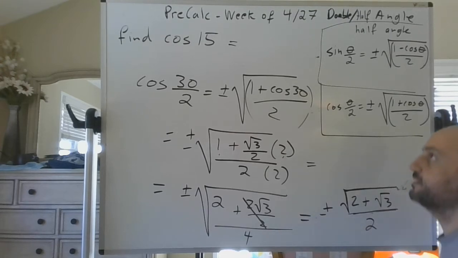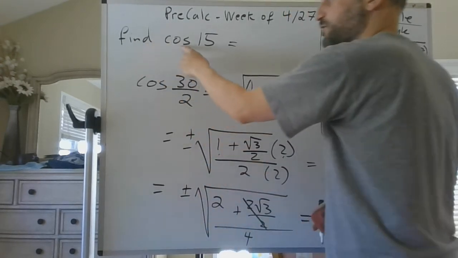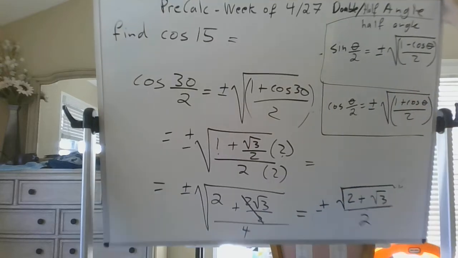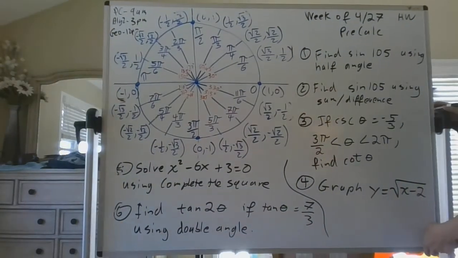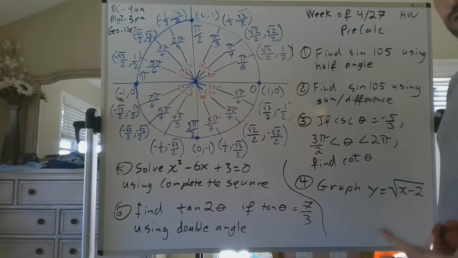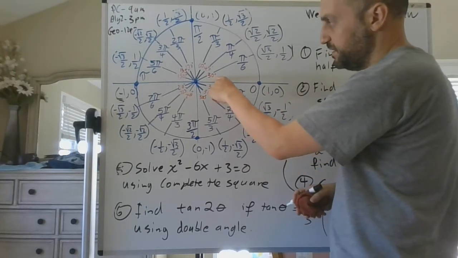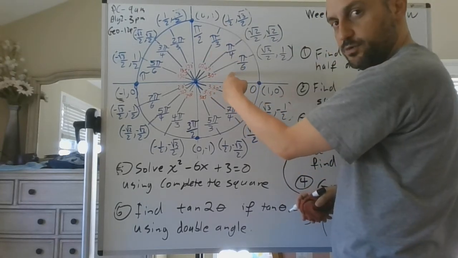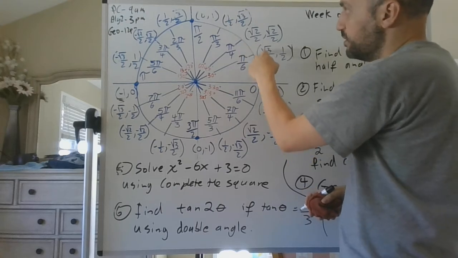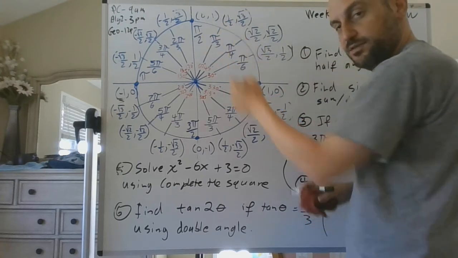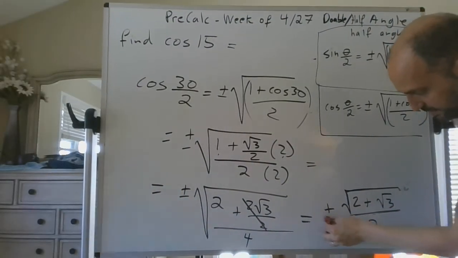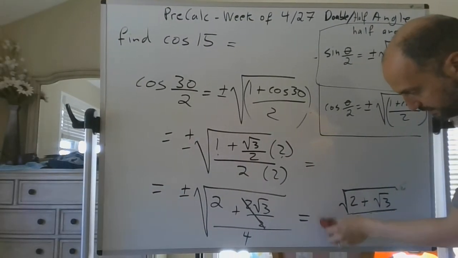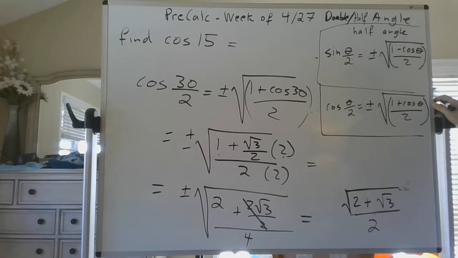But I really want to look at what it's asking for. It's asking for the cosine of 15. If that's what the original question was asking, well, 15 degrees would be in quadrant 1 and be somewhere here. And the cosines in all of quadrant 1 are always positive. So really, the only answer I want here is the positive answer. And I don't need to put the positive. There you go. All right? That's all I need right there.